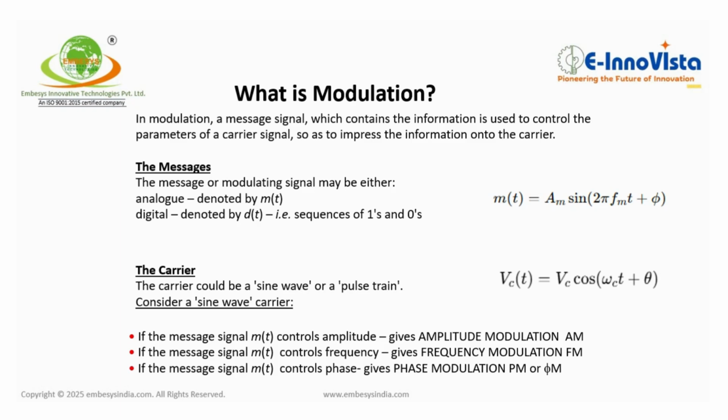If the message signal m(t) controls the amplitude, it gives amplitude modulation; if the message signal controls the frequency, it gives frequency modulation; and if the message signal controls the phase, it gives phase modulation. The signal that contains no information but has a certain phase, frequency, and amplitude is called the carrier signal. And the modulated signal is the combination of the carrier signal and the modulating signal. So it is the type of signals shown here. Moving to the next slide.